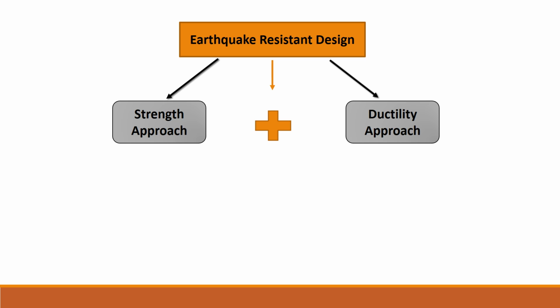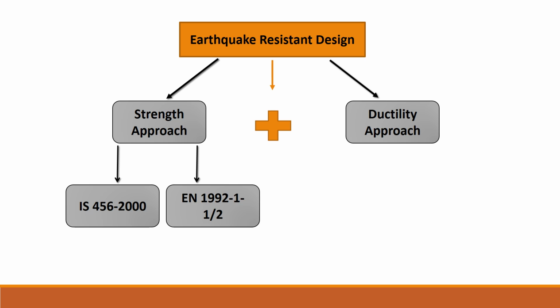Now, in this approach, which is given by many codes in India, it's given by IS 456 2000 and the European code EN 1992-1-1 and 1-2. These give the strength approach to the design of structures. Now, with earthquakes, this approach could also be used in design of structures. But there is an issue which we'll discuss with using this approach. So there is a limitation to this approach.